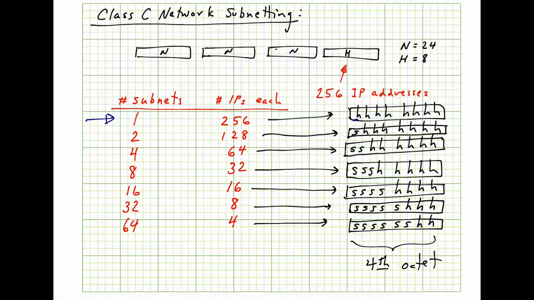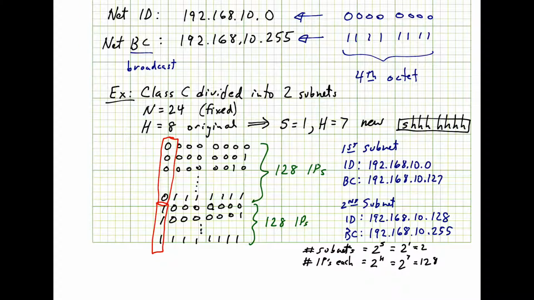Okay, in this video I'm going to continue talking about subnetting a Class C network. And I just showed in the last video an example where we have taken one of the 8 host bits in the 4th octet of a Class C network. We've taken one of those host bits and turned it into a subnet bit. So the S is 1 and H is 7. And that divided our network into 2 subnets with 128 IPs each. And it looked like this.